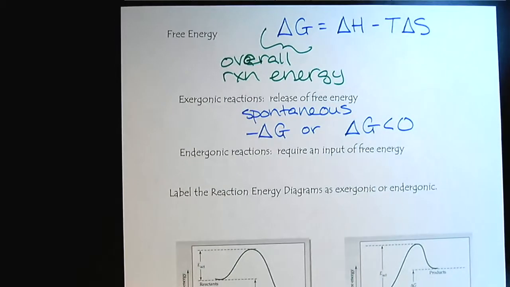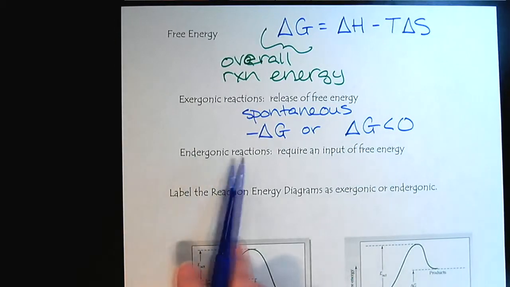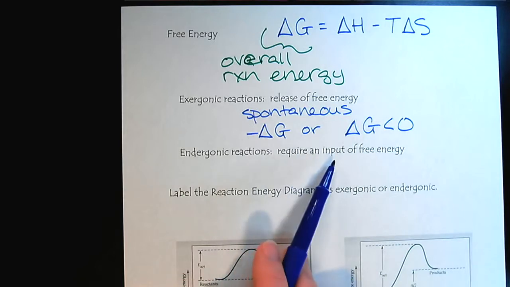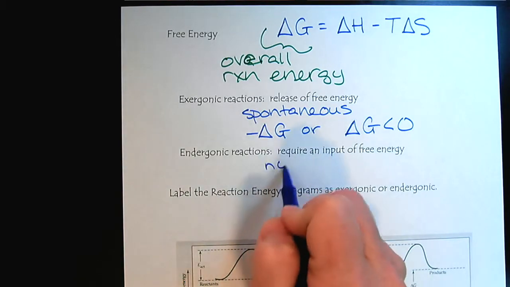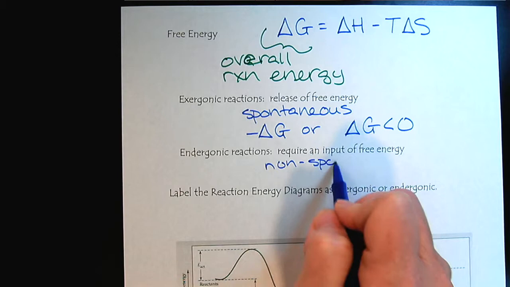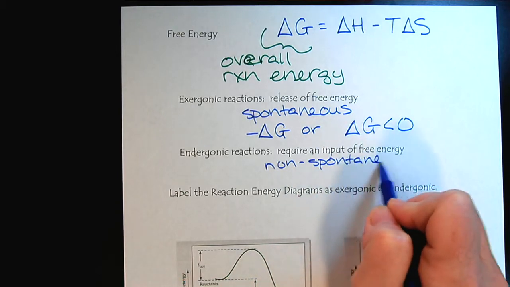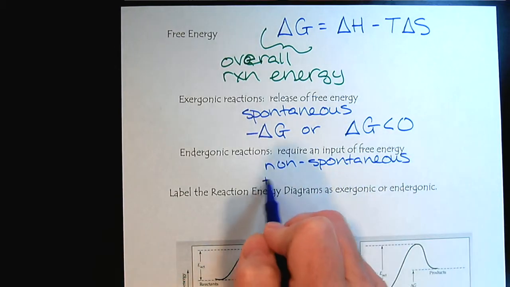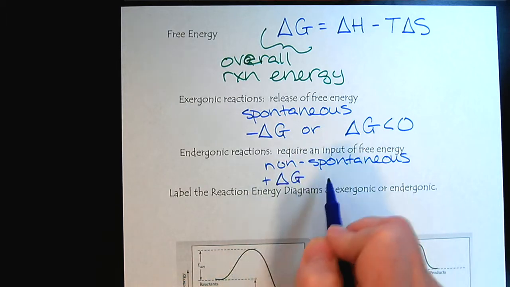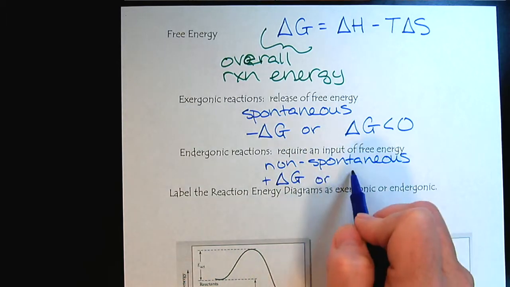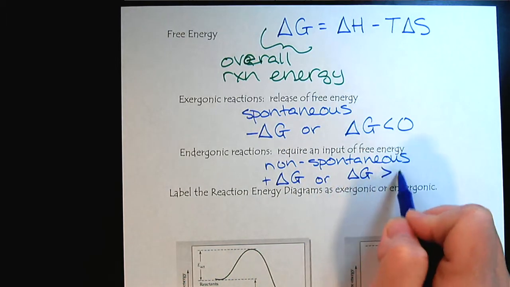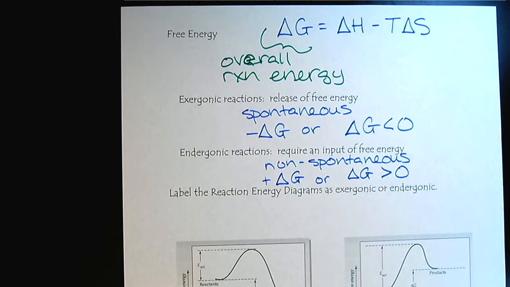And so then, quite logically, here we have endergonic, so that requires the input of energy. That'll definitely be the non-spontaneous pathway. Since we have to put energy in, we put the plus, or we could describe it as delta G is greater than 0.